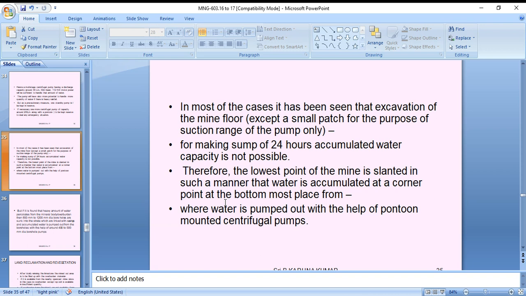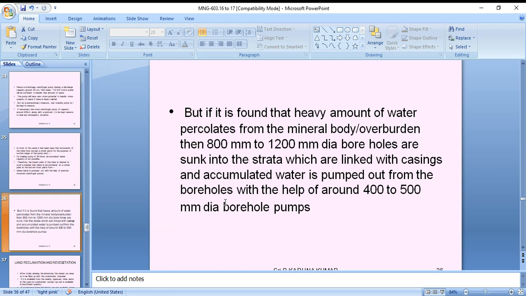But if it is found that a heavy amount of water percolates from the mineral body, the ore body, then 18 mm to 12 mm diameter bore holes are sunk into the strata, which are linked with the casing, and accumulated water is pumped out of the bore hole with the help of around 400 to 500 mm diameter bore hole pumps.